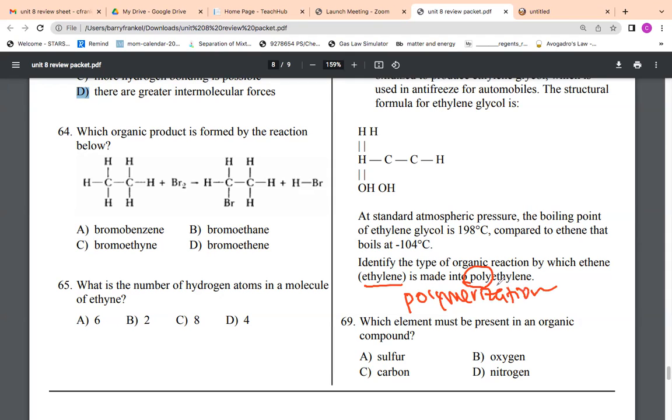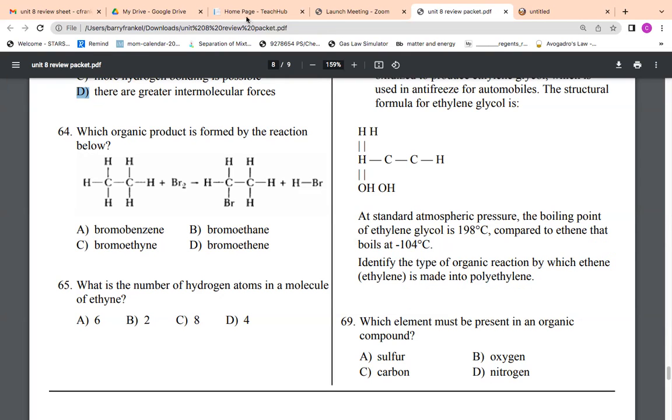Okay. All right. Also, if you want to be a little bit more specific, you can say that this is addition polymerization. You can see that we're starting off with an alkene. Also, polyethylene is a type of plastic, which is synthetic, and we use addition polymerization to make synthetic polymers. But polymerization is perfectly fine, you do not have to be more specific than that.